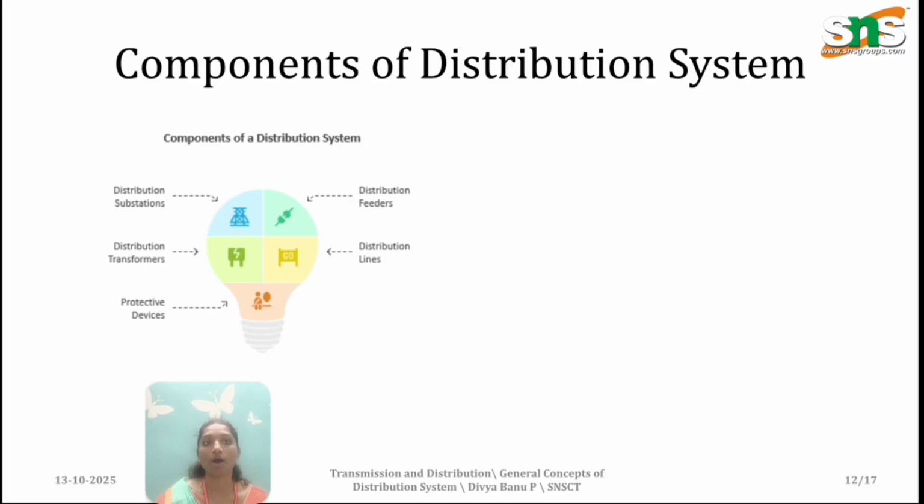Next, coming to the components of the distribution system. Generally a distribution system will have a substation, from which power is distributed to the feeder, along with distribution transformers, distribution lines and protection devices. These are the main components of the distribution system.